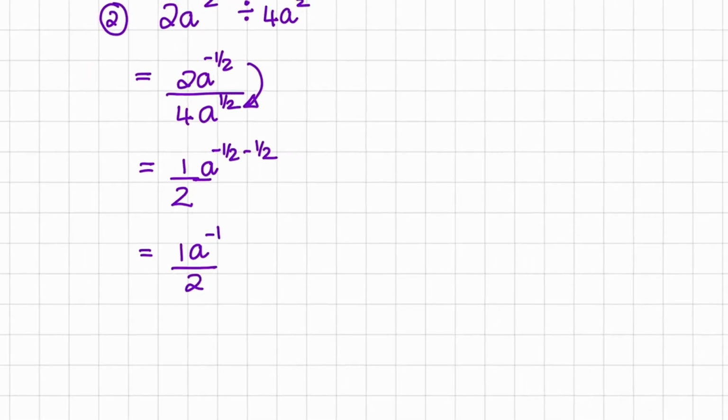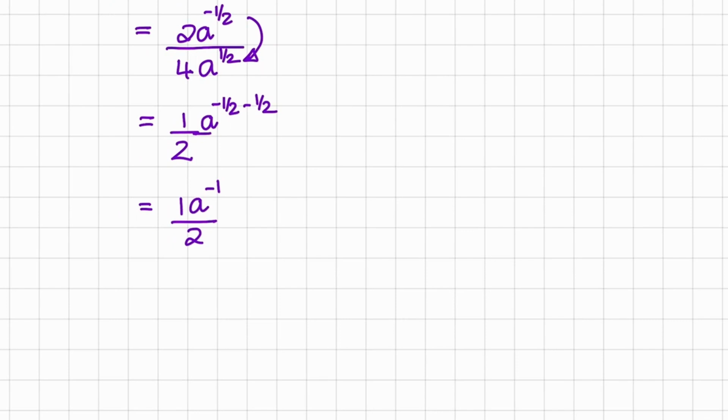And remember, in algebra, we want to leave our answer as positive exponents. So I'll move the a to the power of negative 1 to the denominator. So this will be 1 over 2a to the power of 1. But we don't have to write the 1. So it is simply 1 over 2a.